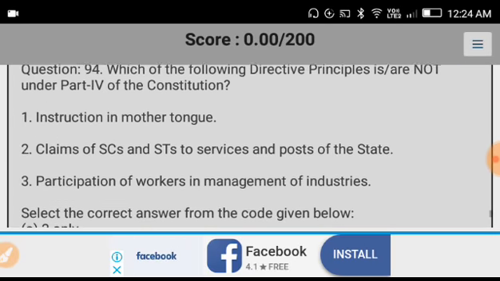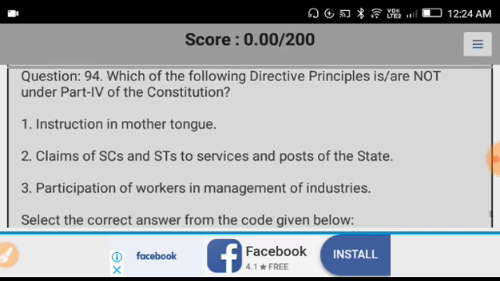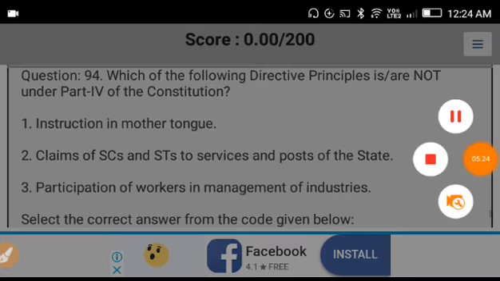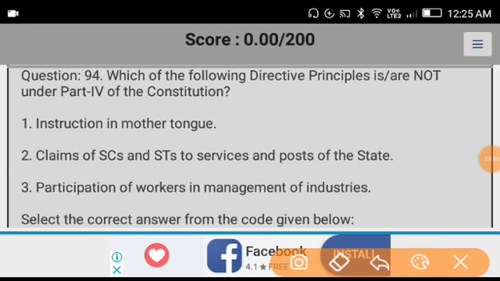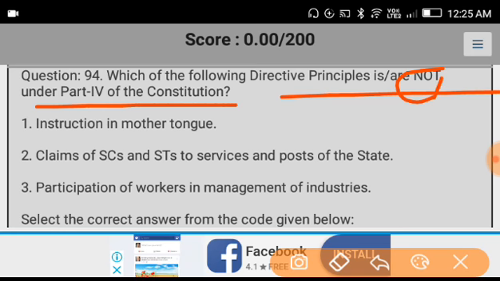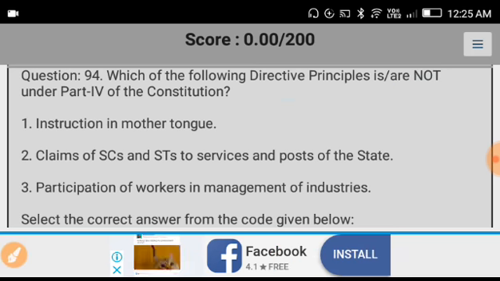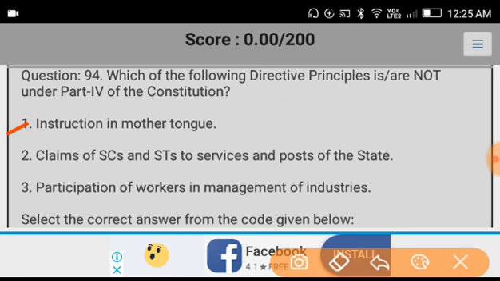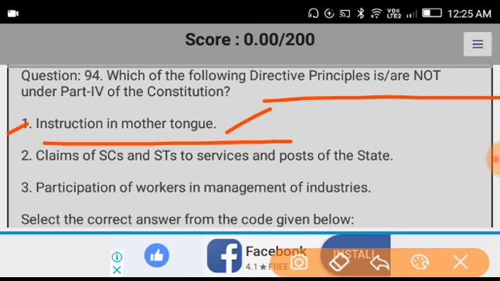Which of the following directive principles is not part of Part 4 of the Constitution? Please remember. Institution of instruction in mother language is not a part of the directive principles under Part 4. So it is wrong.